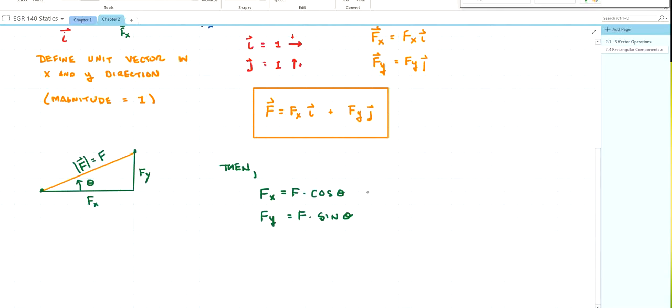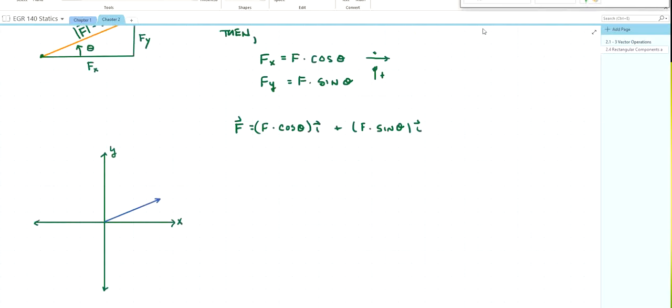So this we're going to define positive in this direction, and this we're going to define positive in this direction, up and to the right. So finally, we could write the vector F equals the magnitude of F times the cosine of theta times i plus the magnitude of F times the sine of theta times j.